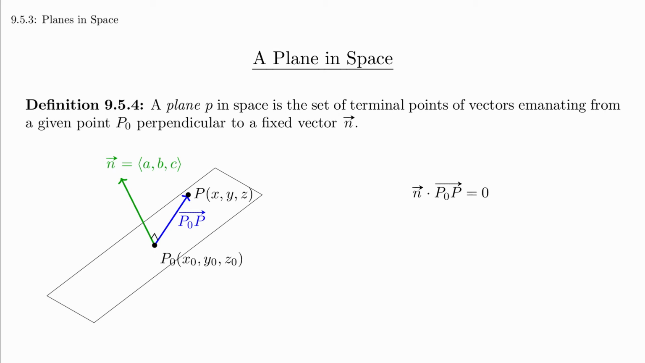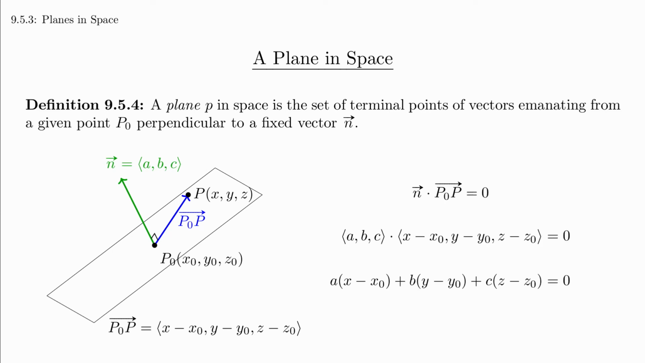We are given the vector n, which we will write as ABC, and we need to get the vector that points from P0 to some point P on this plane. We will call the coordinate of P0 x0, y0, z0, and a generic point P on the plane xyz. Remember, to get the vector from one point to another, we need to subtract the coordinates. So the vector P0 to P is x minus x naught, y minus y naught, z minus z naught. We then substitute and take the dot product, which gives us an equation of the plane.